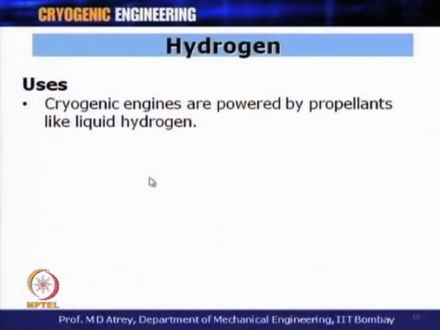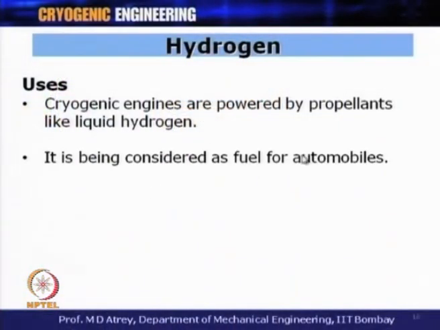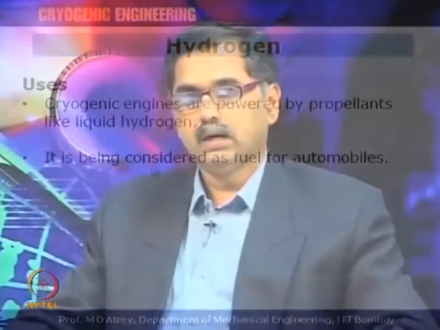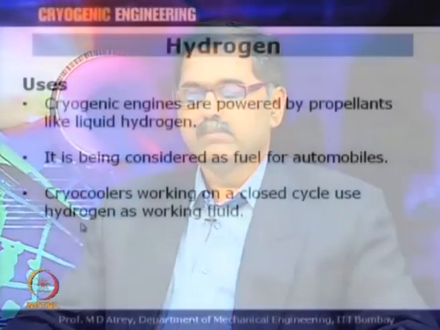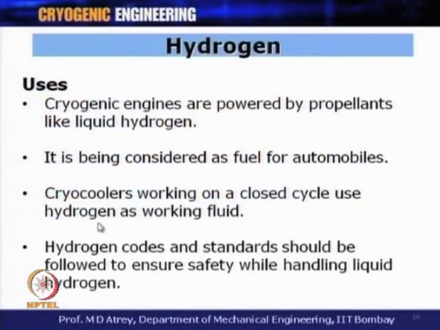The different uses of hydrogen we have talked about. It is used in cryogenic engines as a propellant, as a fuel. It is being considered as a fuel for automobiles. This is very important. Liquid hydrogen as a fuel is very popular, and it is looked at as a future fuel bypassing petrol and diesel. Cryocoolers working on a closed cycle sometimes use hydrogen as a working fluid. However, one should know that hydrogen has got some safety requirements. Hydrogen codes and standards should be followed to ensure safety while handling liquid hydrogen. These are different uses of hydrogen. The next gas is helium.